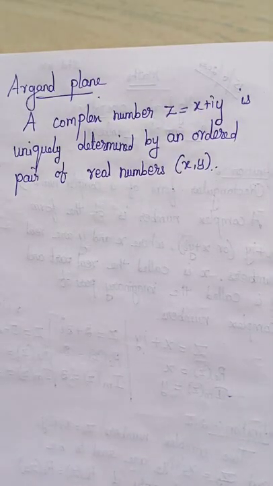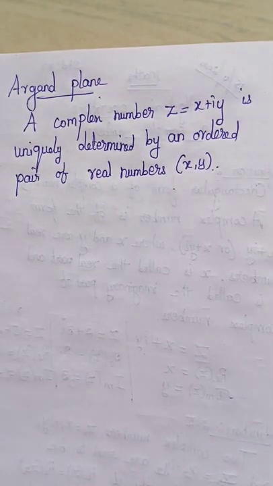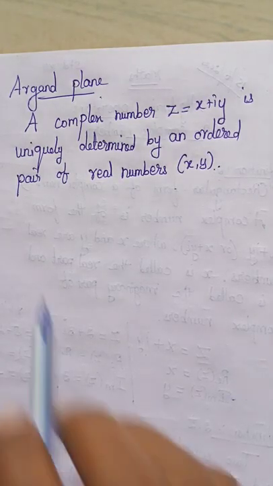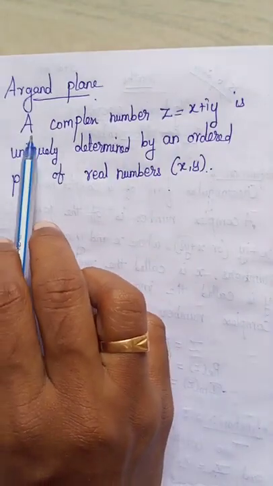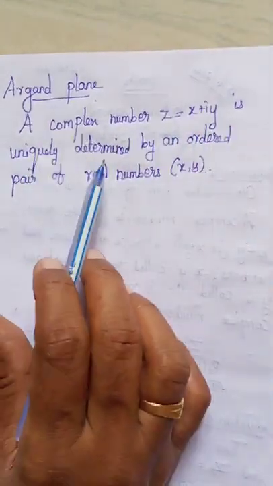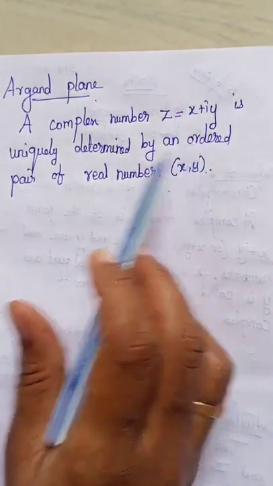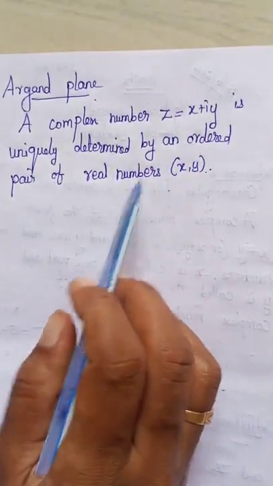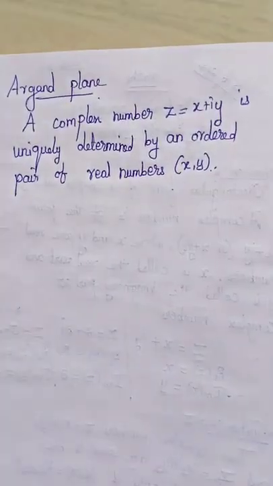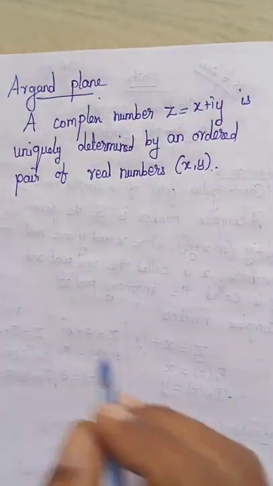Now, the Argand plane. When we mark a complex number in the graph, we call it the Argand plane. A complex number z equal to x plus iy is uniquely determined by an ordered pair of real numbers x comma y. So z equal to x plus iy is equivalent to x comma y.